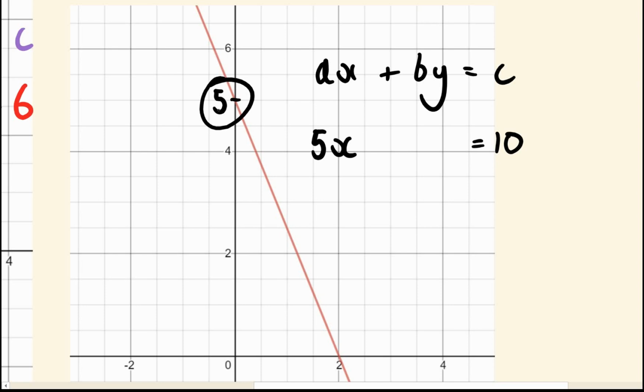And here I want something times 5 to give me 10, which is going to be 2. So it's 5x plus 2y equals 10. And note again, it is just these two numbers, but they swap places. So this is my y cut, goes in front of the x's. This is my x cut, and it goes in front of the y's. Okay, hopefully that wasn't too confusing for you.